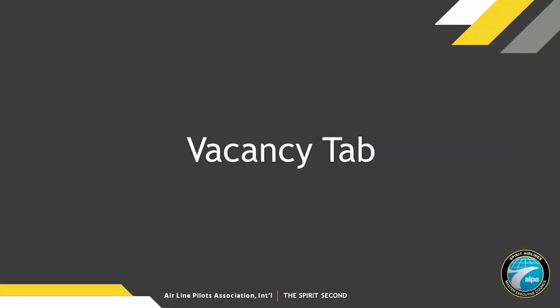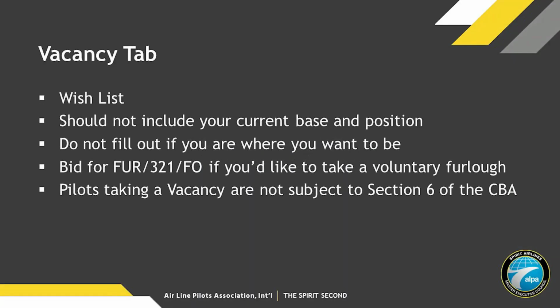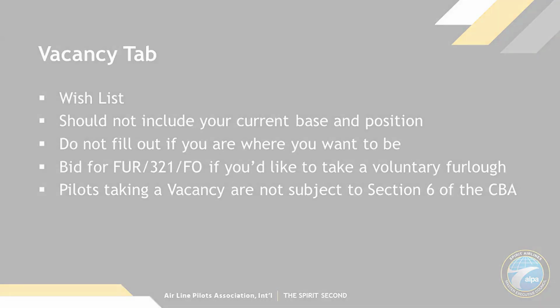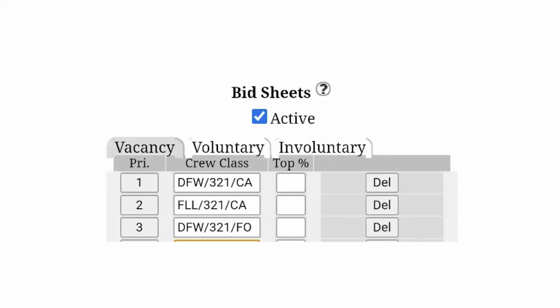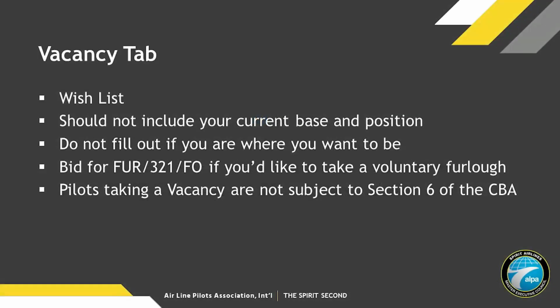Vacancy tab. The Vacancy tab is your wish list, where you really want to be. The Vacancy tab must not include your current domicile and position, otherwise it will be invalidated, noted by the red inactive indication. You should see active and no red highlights once your bid is submitted. If you're currently where you want to be, the Vacancy tab should be blank. If you would like to bid for a voluntary furlough, you'd put that at the top of the Vacancy tab.